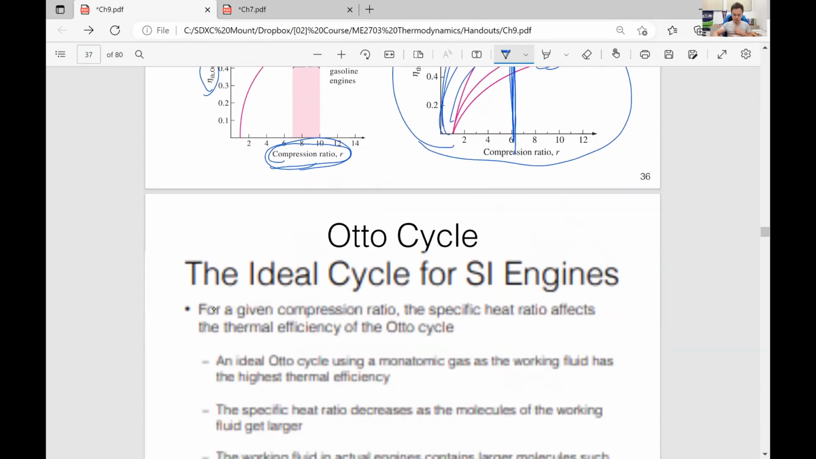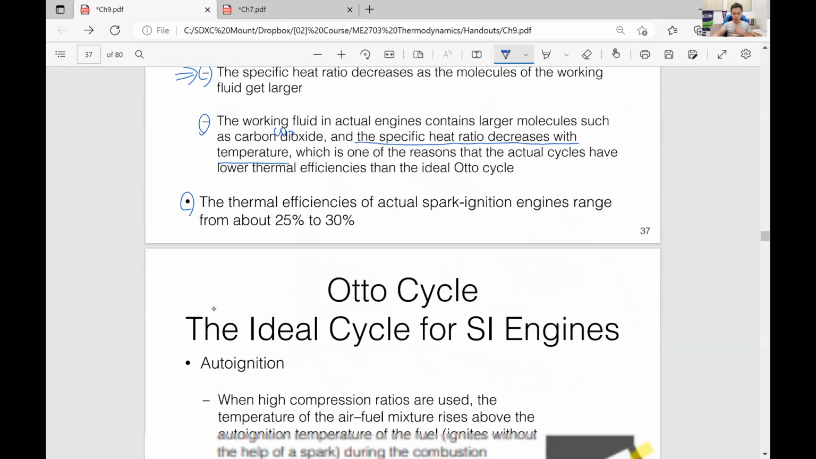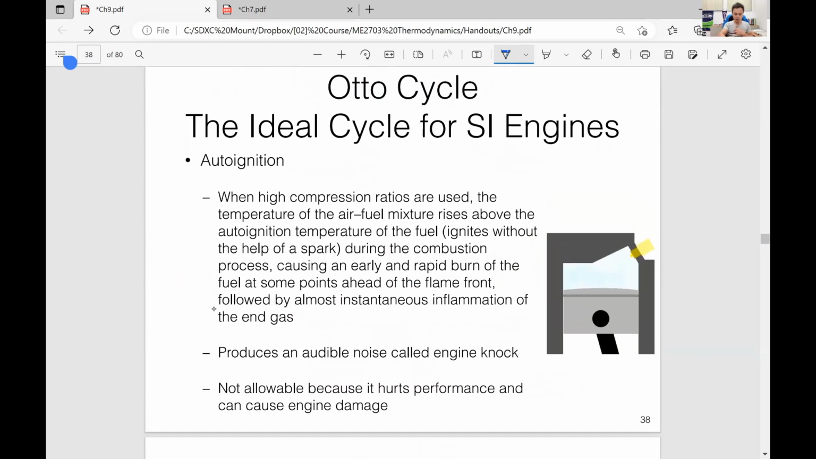Auto ignition. Auto here means automatically. Ignition is the way that we ignite the air-fuel mixture. As I mentioned earlier, when the compression process is happening, the temperature of the system increases. This is the air-fuel mixture, air and fuel.